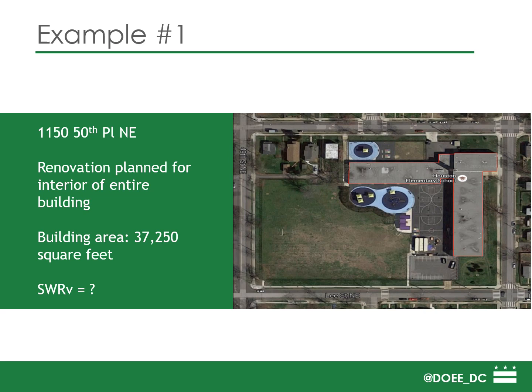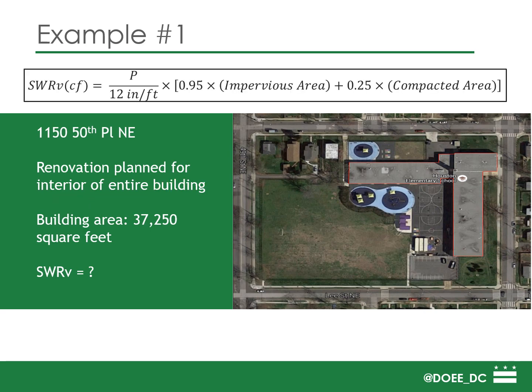So we want to calculate the SWRv using the equation that we saw before, which is as follows. The SWRv equals the precipitation depth times this composite of the land use types, the impervious area and the compacted area, multiplied each by their associated factor for the precipitation to runoff ratio. So for this building, we need to know first what type of activity is going on, which we determined is a major substantial improvement, and that tells us what precipitation depth we're going to use for this calculation. And then we need to know what is the impervious area and what is the compacted cover area.